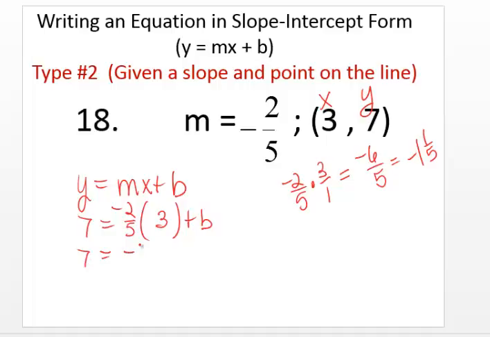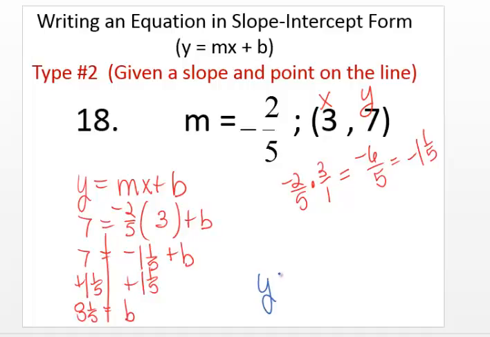I will go ahead and use negative 1 and 1/5 here because it will be easier to solve the equation. I can add 1 and 1/5 to both sides, and that gives me 8 and 1/5. So my y-intercept happens to be a fraction answer as well. So my slope was negative 2/5, and my b value was 8 and 1/5.